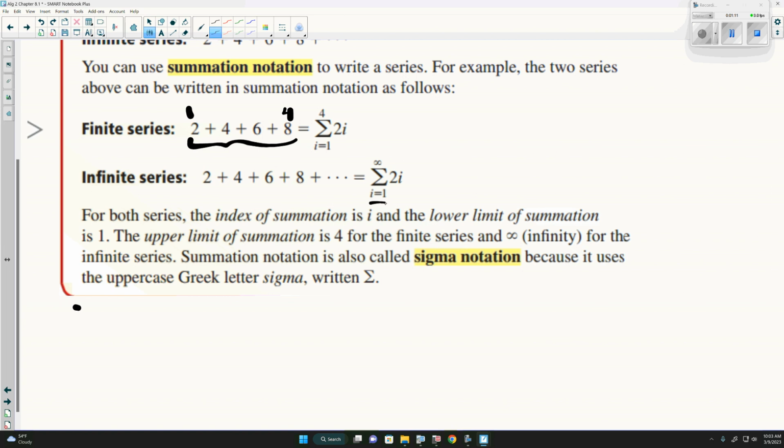Now, if we say from i equals 1 to infinity, we're talking about the infinite series. We continue it on indefinitely. And for this one, it's actually going to equal infinity, because as we keep adding more and more terms to it, the numbers are going to keep getting bigger and bigger and expanding indefinitely. It's just going to keep expanding on and on forever.